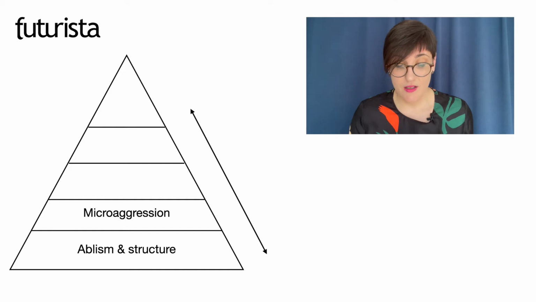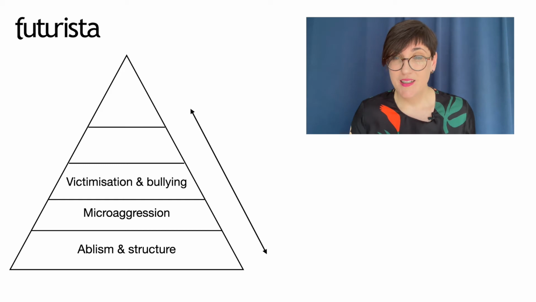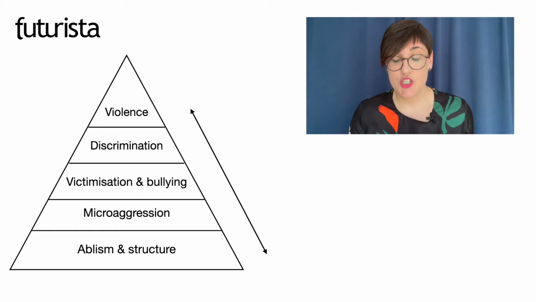Above that one, we have microaggressions, and you will soon get some examples of how that looks. It's sort of the language of ableism. Above that, it's victimization and bullying, and that's where the legislation comes in. And we have discrimination, and at the top, violence. And as you can see the arrow next to the pyramid, it all is connected to each other. Ableism is the cause of violence, it's the cause of discrimination. Microaggressions can lead to discrimination, and so on.